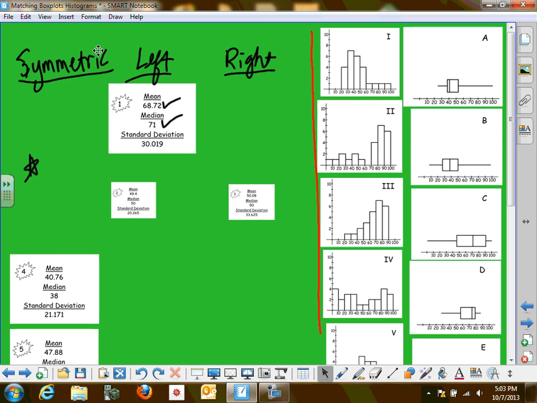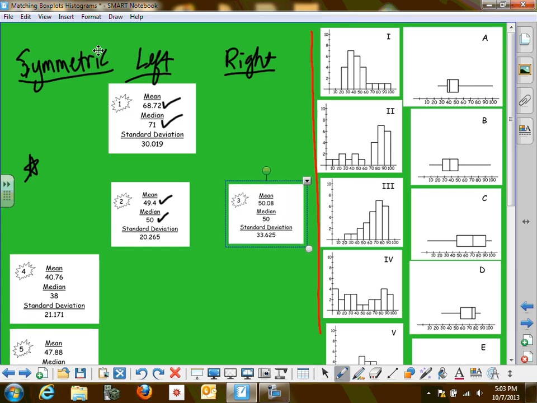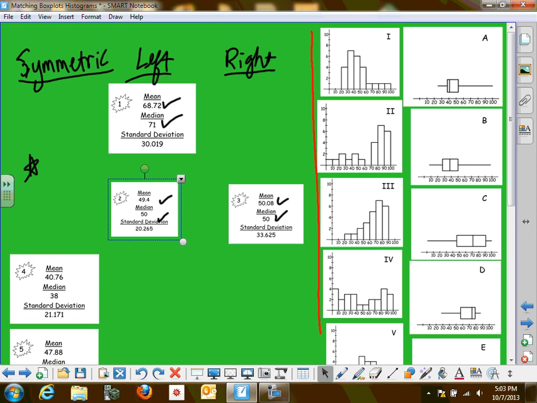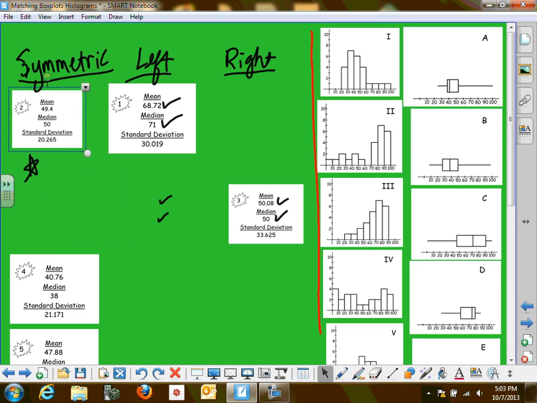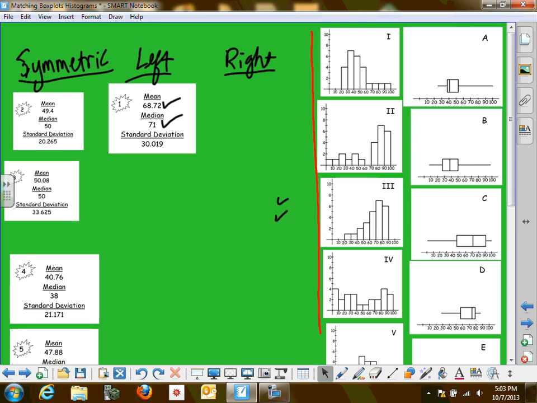This is 49.4 and 50, not very far away from each other. Same thing with this card here, 50.08 and 50. So those are going to be pretty close. Because of that, I may go ahead and stick those here, just anticipating that those may be considered the symmetric parts.